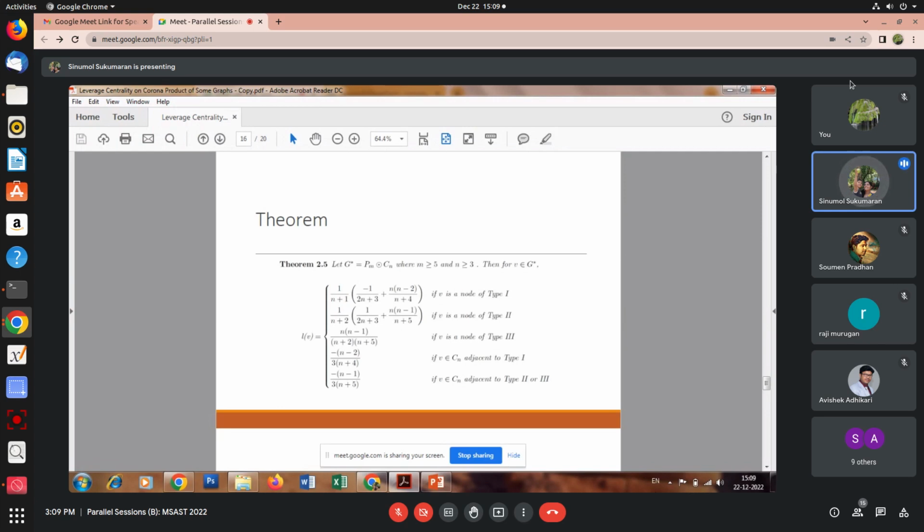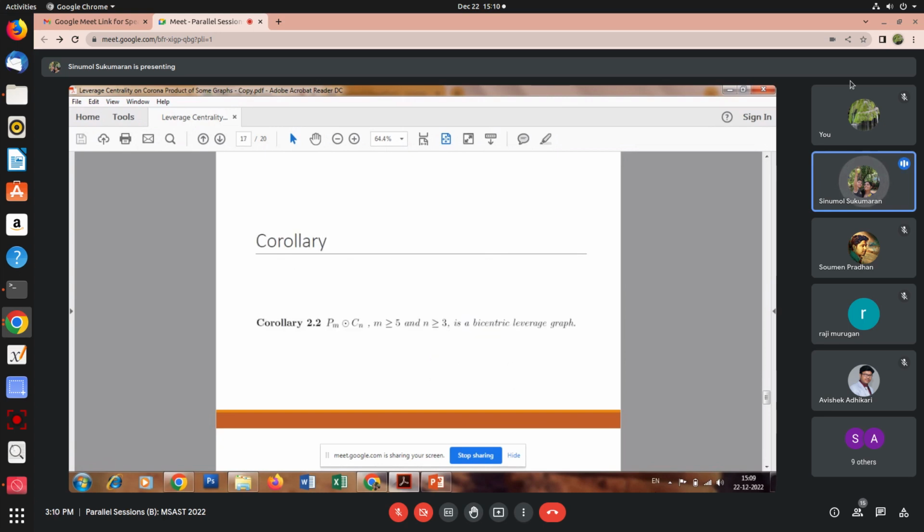Then for v in G star, the leverage centrality of v is equal to 1/(n+1) times [-1/(2n+3) + n times (n-2)/(n+4)] if v is a node of type 1; 1/(n+2) times [1/(2n+3) + n times (n-1)/(n+5)] if v is a node of type 2; n(n-1)/((n+2)(n+5)) if v is a node of type 3; and -(n-2)/(3(n+4)) if v belongs to Cn adjacent to type 1; and -(n-1)/(3(n+5)) if v belongs to Cn adjacent to type 2 or type 3.